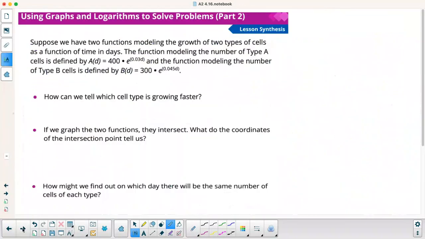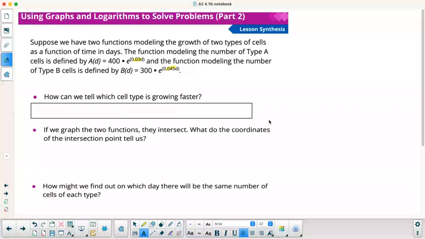All right, so suppose we have two functions modeling the growth of two types of cells as a function of time in days. The function modeling the number of type A cells is defined by A of d, and the function modeling the number of type B cells is B of d. How can we tell which is growing faster? So we're going to need to look at the growth rate. To answer this question, we're going to look at this value up there in the power with e.